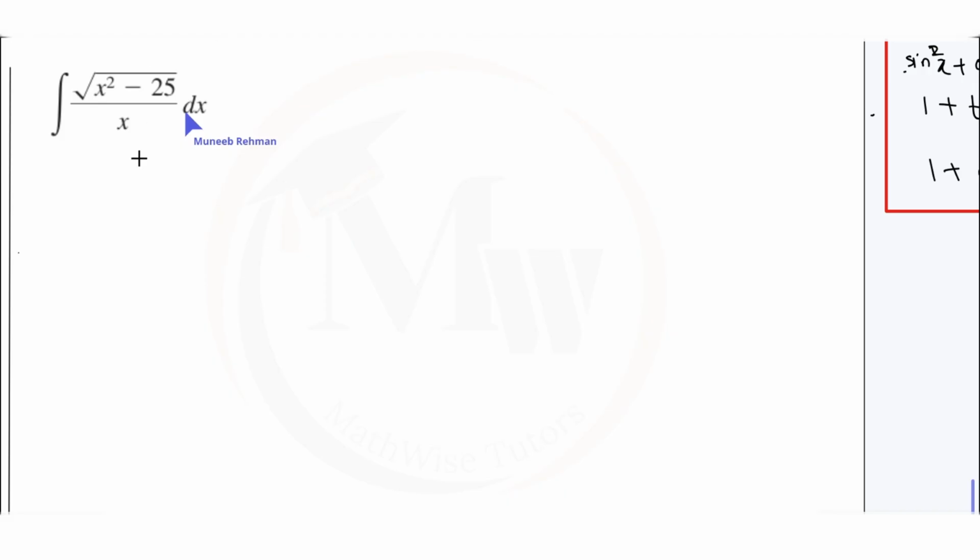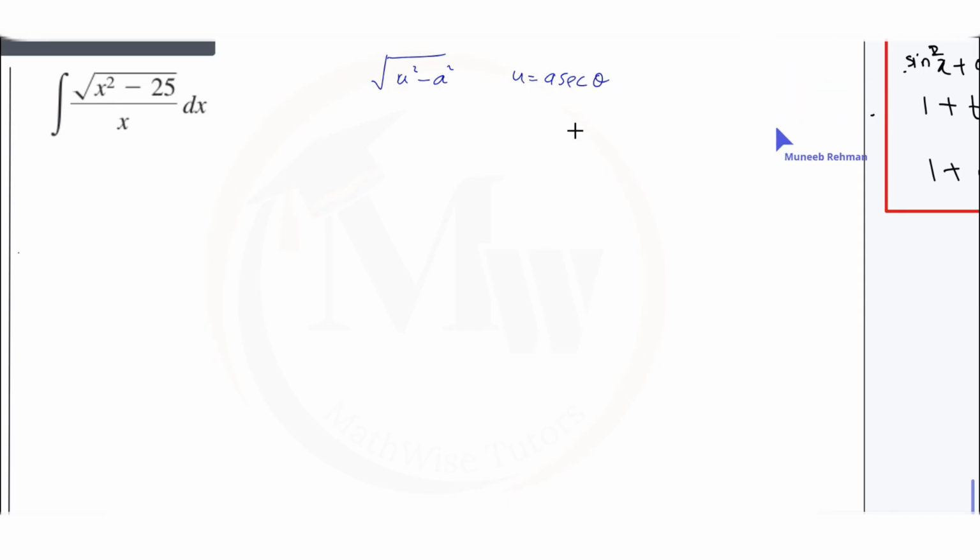So it means we can substitute. If you have this type of form, square root of u square minus a square, then we substitute u equal to a secant theta, right? Now you need to know what is u and what is a here. So if you rewrite this function, what is a here? A here is 5. So it becomes x square minus 5 square divided by x.